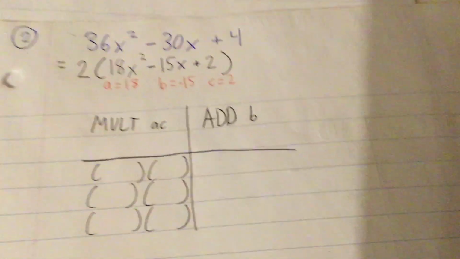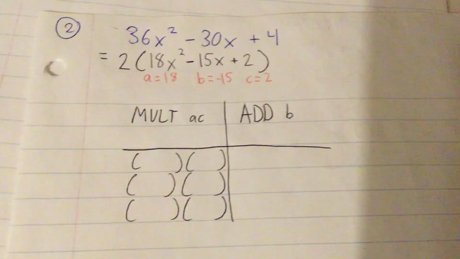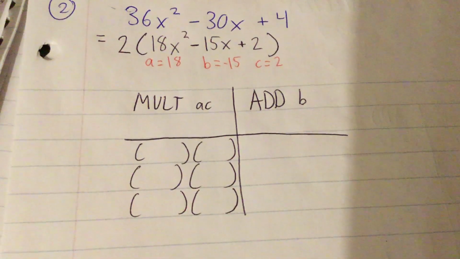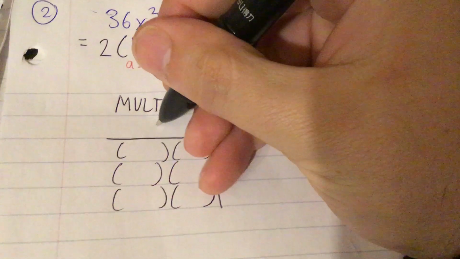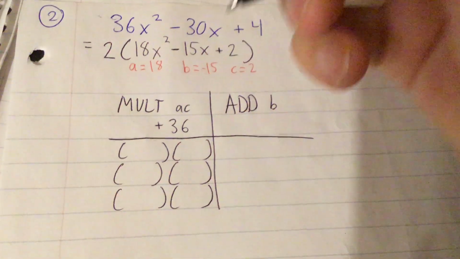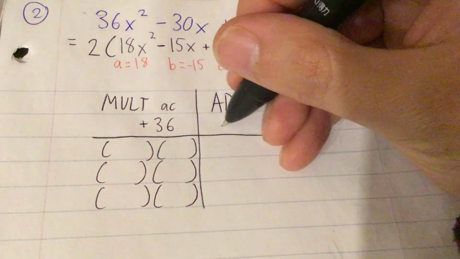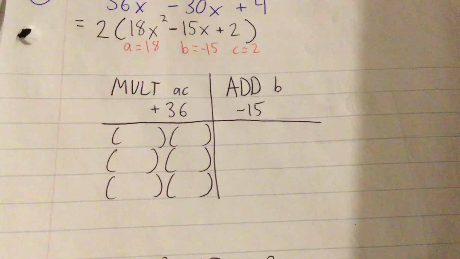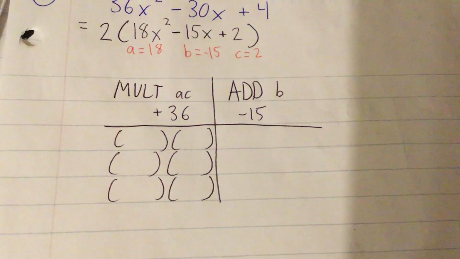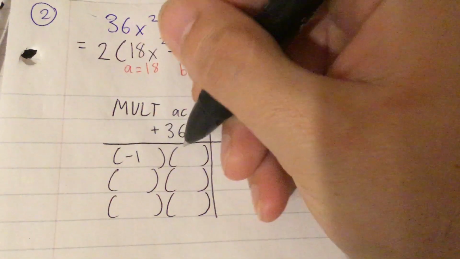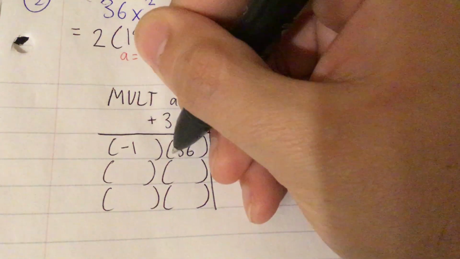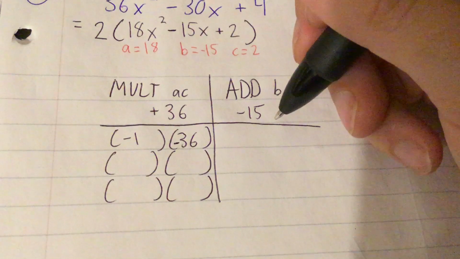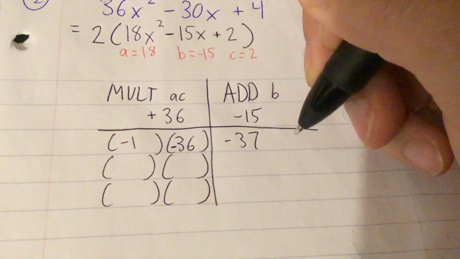So let's figure out what 2 numbers multiply to AC and add to B. In this case, my A is 18 and my C is 2, so that AC needs to be positive 36, and my B is negative 15. So what 2 numbers multiply to a positive and add to a negative? Well, it has to be a negative-negative combination. So specifically, negative 1, negative 36. Negative 1 times negative 36 multiply to positive 36, but they add to negative 37.